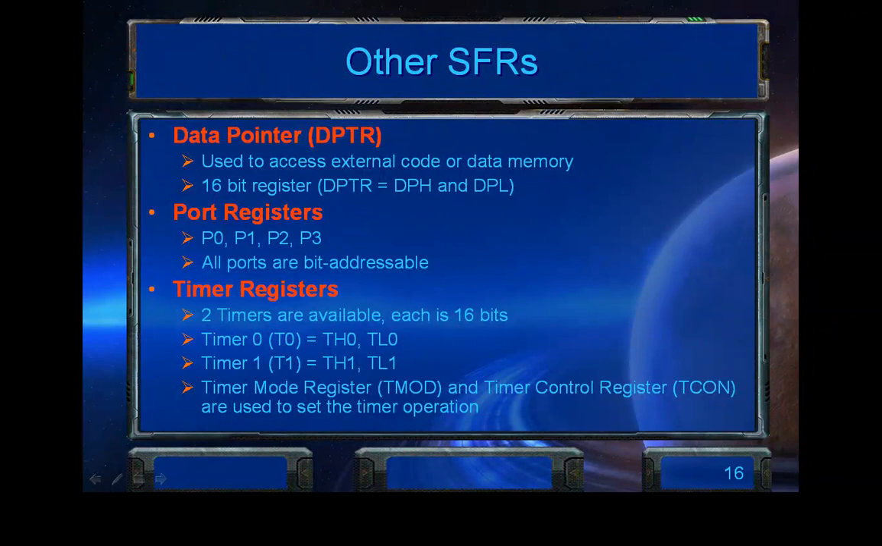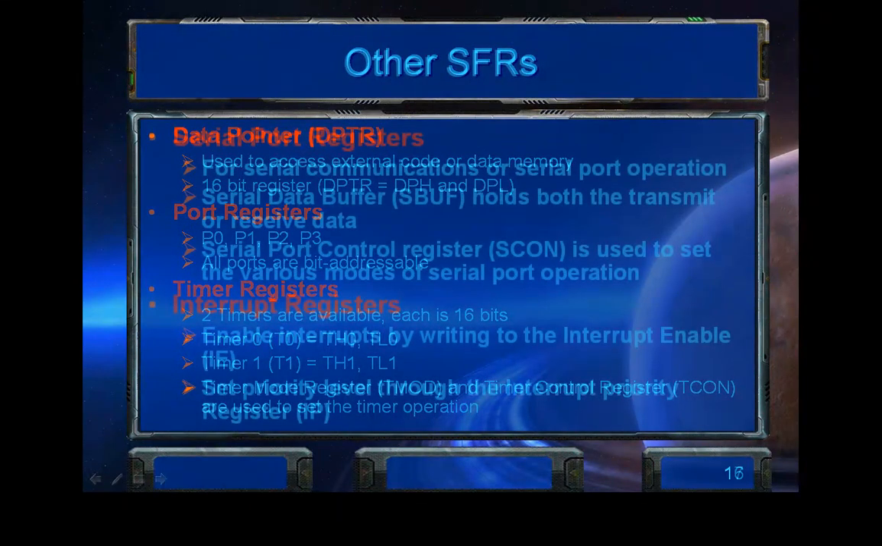The data pointer is used to access external code, or data memory. This is a 16-bit register. Port registers, these are memory maps for the port pins of the 8051. All port registers are bit addressable. Timer registers, these are registers to control the timer operations. We will look into this in more detail in the following chapters.